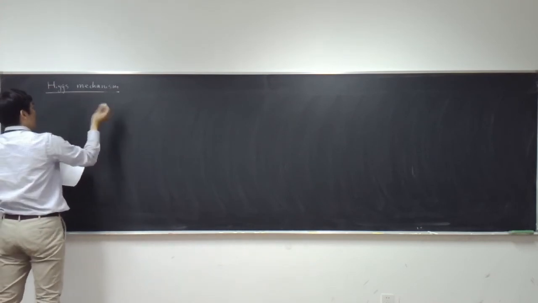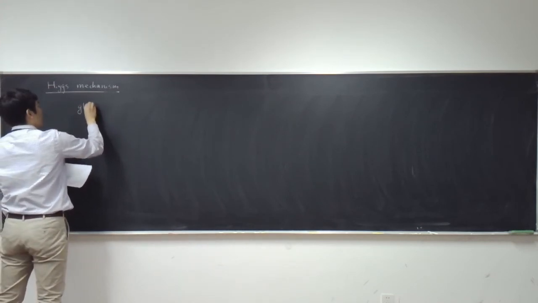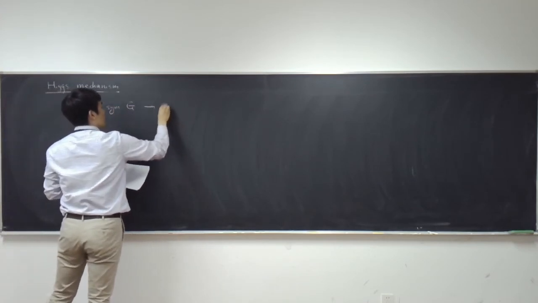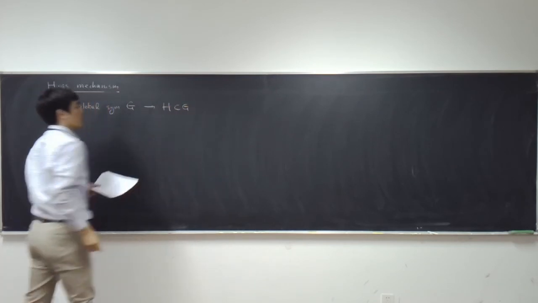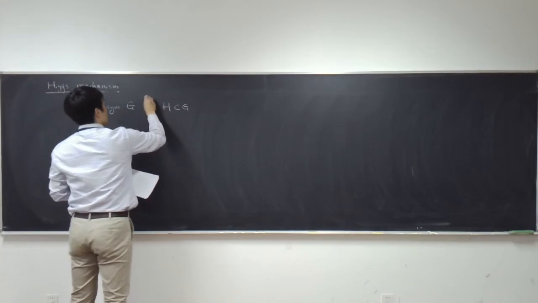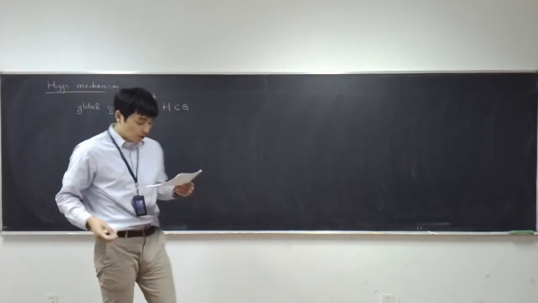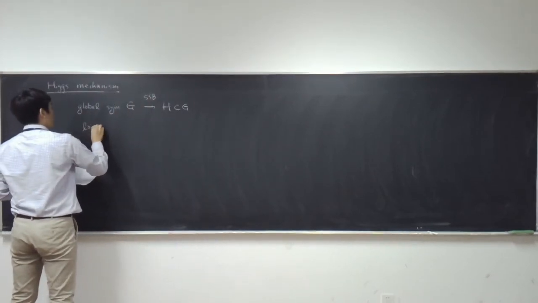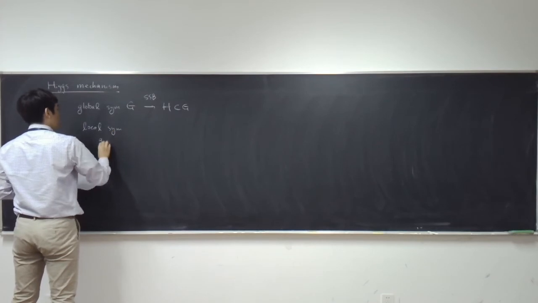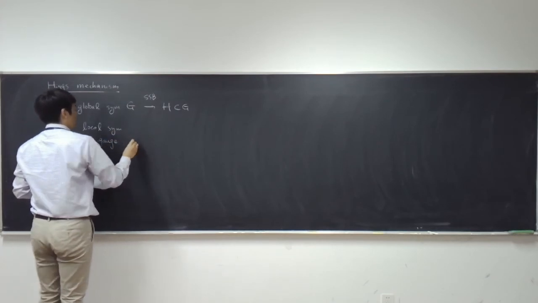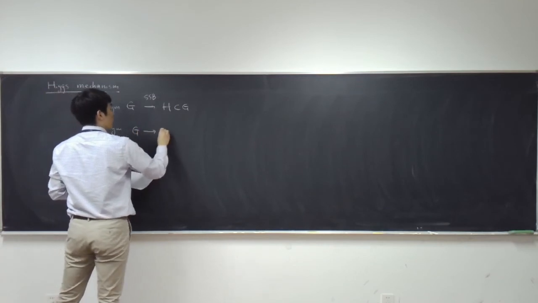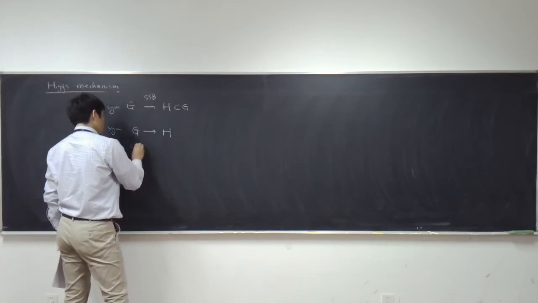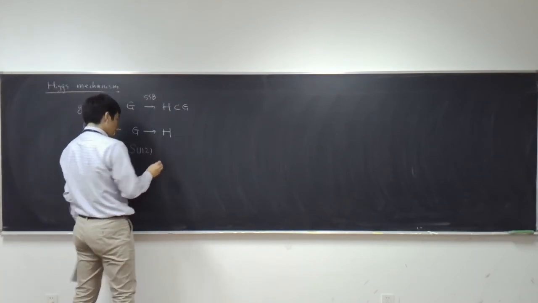So last time, in the first part, global symmetry G is broken to subgroup H. That is spontaneous symmetry breaking once the vacuum takes some vacuum expectation value. Now here it becomes local or gauge symmetry. Symmetry G is broken to H.